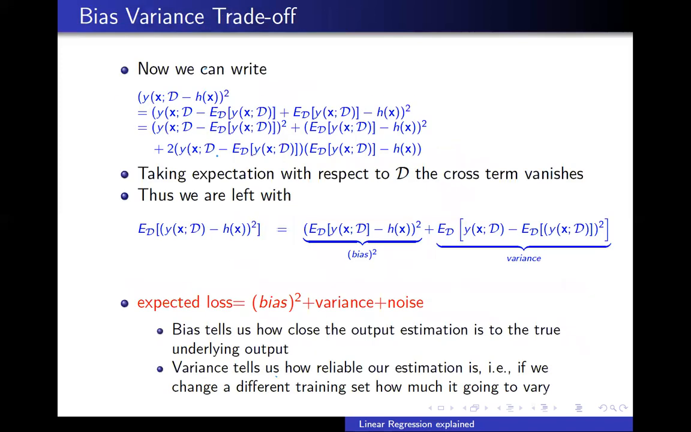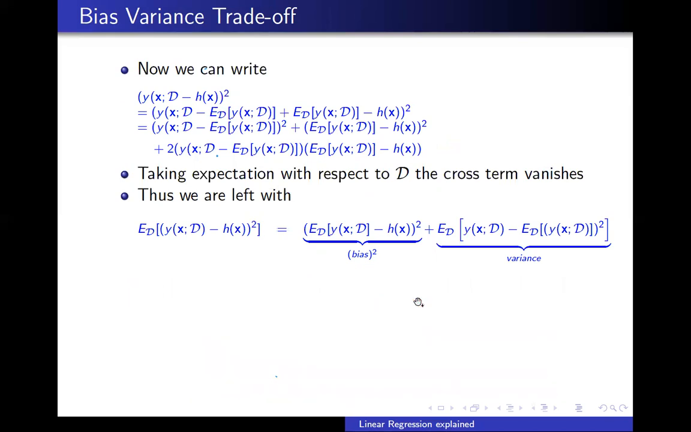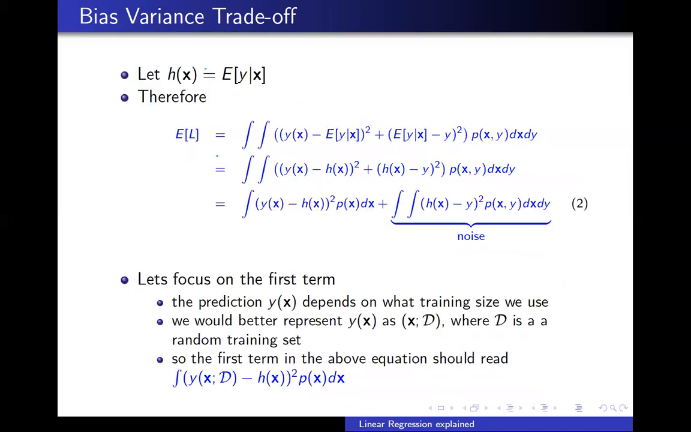I'll come back to this in a minute. But now if you look at this expected loss, it has three different quantities. One is the square of the bias term, then you have the variance term and the noise term. And remember, this noise term simply comes from the fact, if you go back to the slide, of how different your actual output levels are from the conditional expectation.